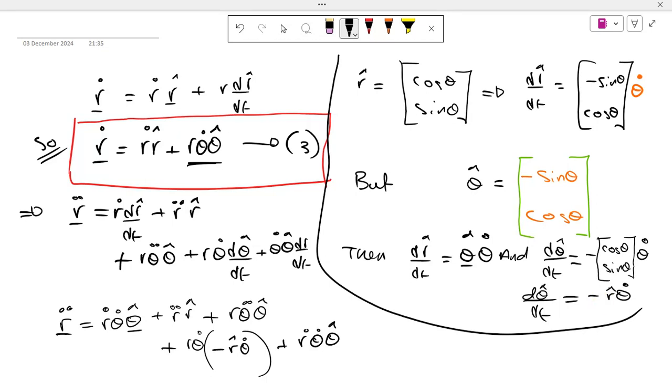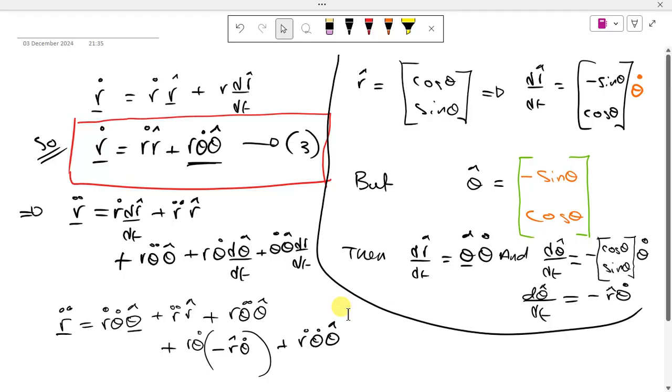And I'm going to double check my work again. Let me see. So we've got r dot theta dot here. Let me use the cursor. R dot theta hat plus r double dot r hat plus r theta double dot theta hat minus, well, this is going to simplify to r theta dot squared r hat, which we'll do in a minute. I've sort of jumped the gun a little bit, plus r dot theta hat.